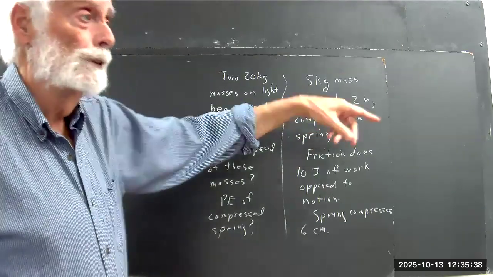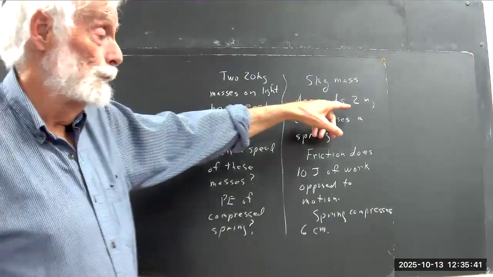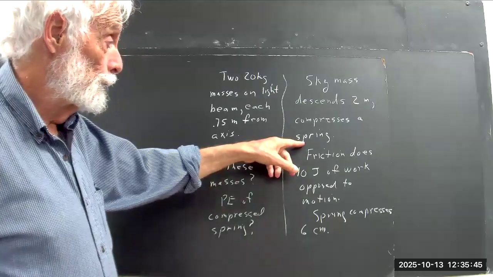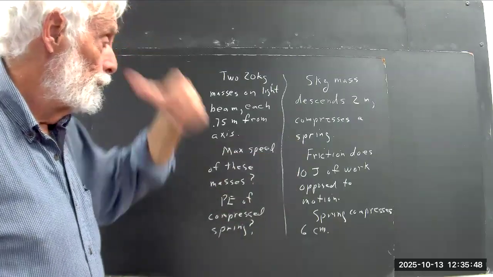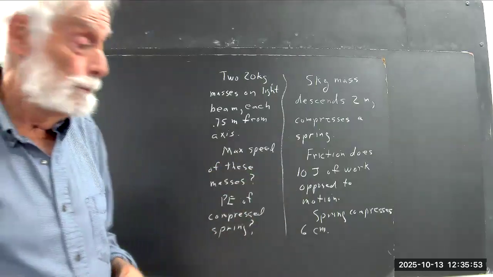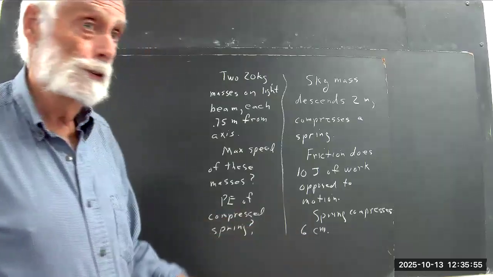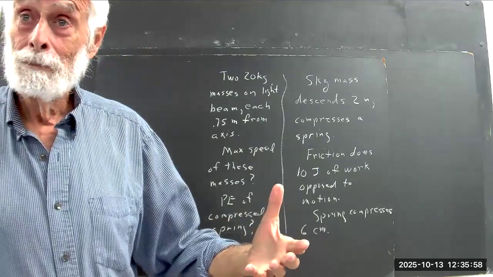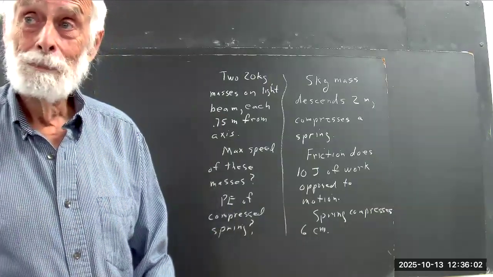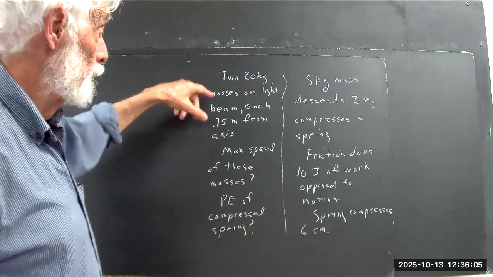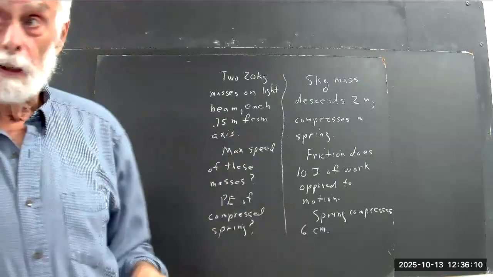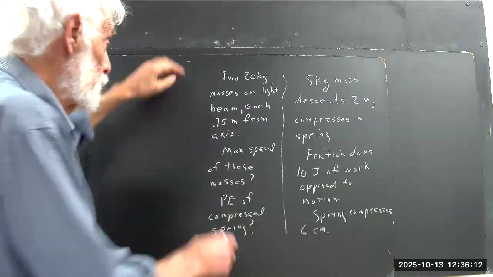It descends 2 meters. I was a little worried I didn't remember whether I'd written that in or not, but it descends 2 meters and compresses a spring. Now, friction does 10 joules of work opposed to the motion. The spring compresses 6 centimeters. You imagine there's a coiled up spring on the floor. This thing descends. And you've got 2 20 kilogram masses on a light beam, each 3/4 of a meter from the axis, 75 centimeters, 0.75 meters.